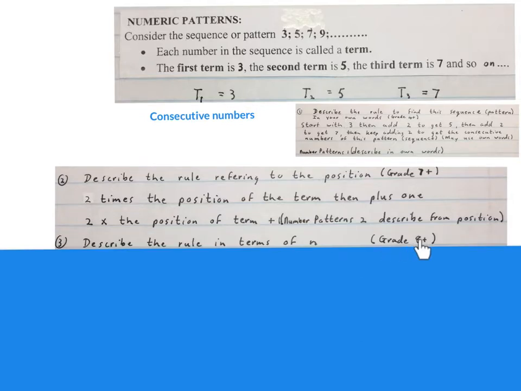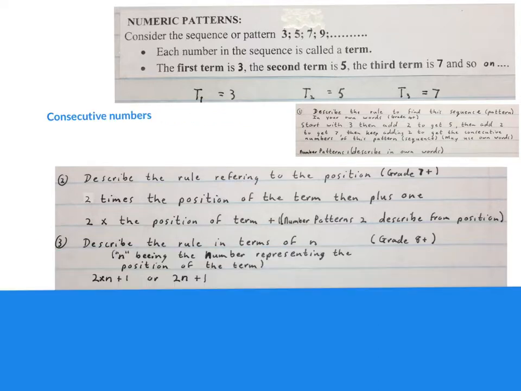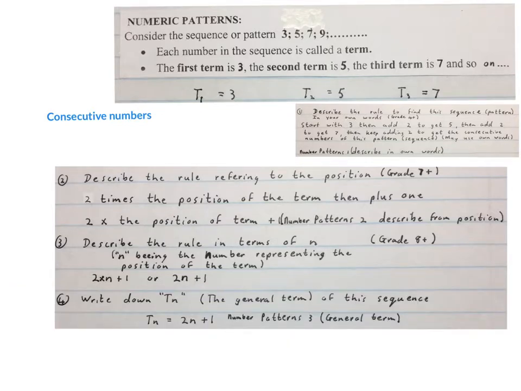Then in grade 8 and older, we will teach you to describe the rule in terms of n, n being the number representing the position of the term. Then you can write 2 times n plus 1 or just 2n plus 1. And eventually they will only ask write down Tn, or they will ask write down the general term of the sequence. Then you'll just write Tn equals 2n plus 1. Look at the video, Number Patterns 3, general term.